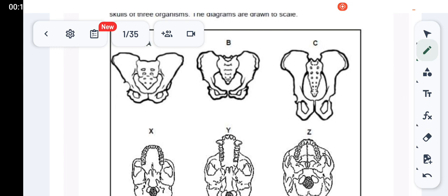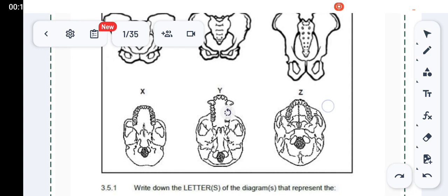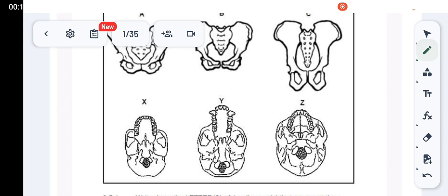It's A, B, C. So as you can see at A, we have a short and wider pelvic structure. All right. And then at B, we also have short and wide. But if you compare it with A, you can see that at B, the pelvic structure is more short, but it's less wide than A. Right. And then at C, we can see a long and narrow pelvic structure.